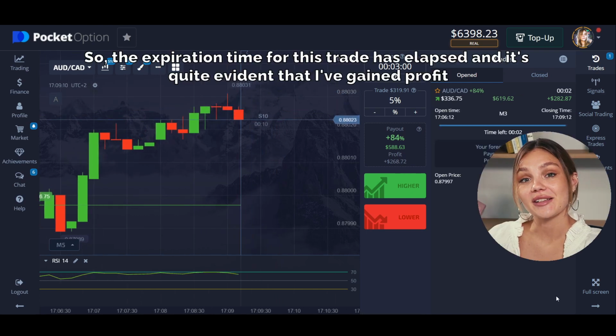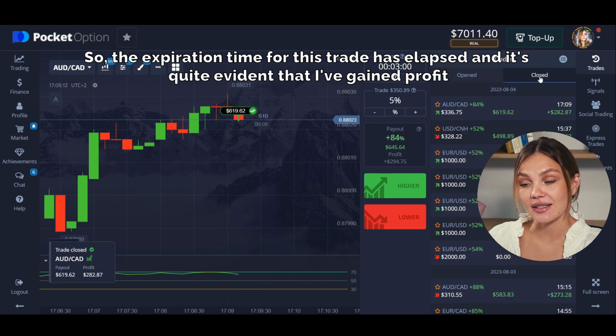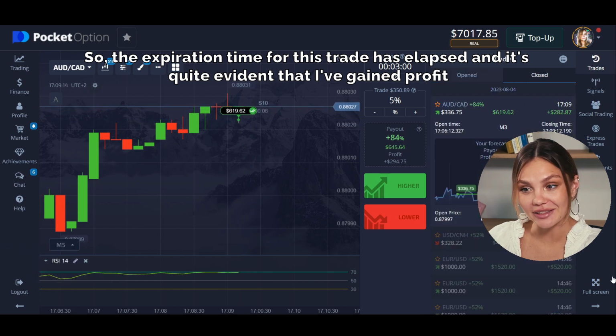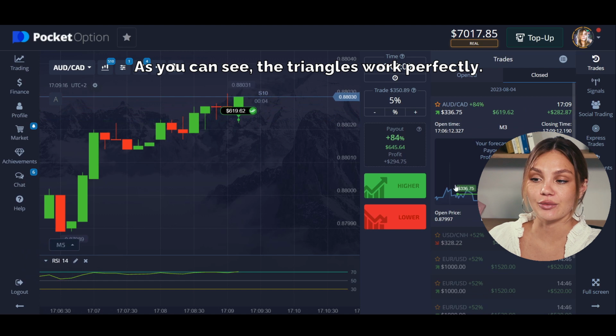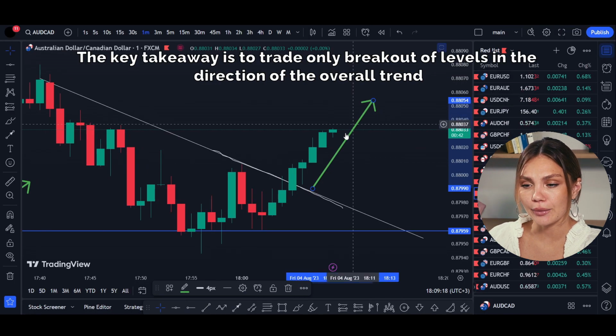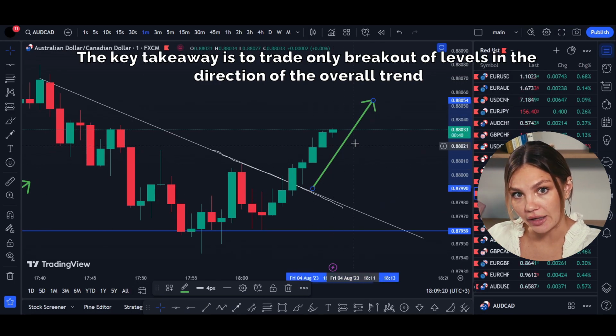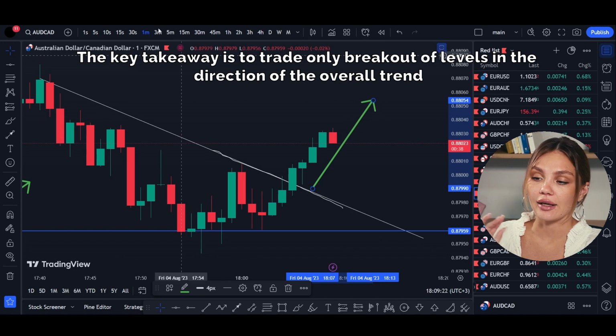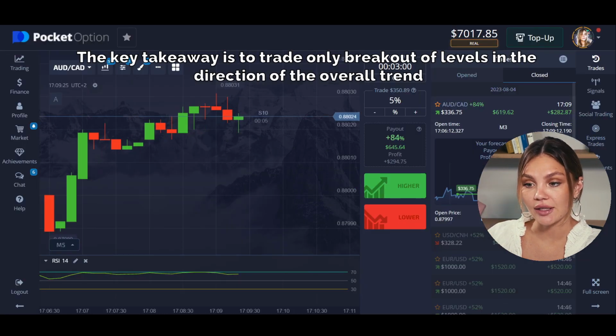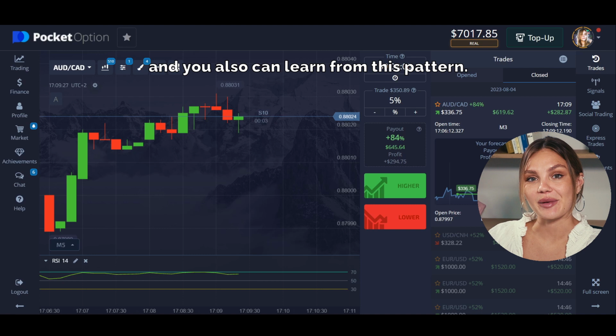So the expiration time for this trade has elapsed and it's quite evident that I've gained profit. As you can see, the triangles work perfectly. The key takeaway is to trade only breakouts of levels in the direction of the overall trend, and you also can learn from this pattern.